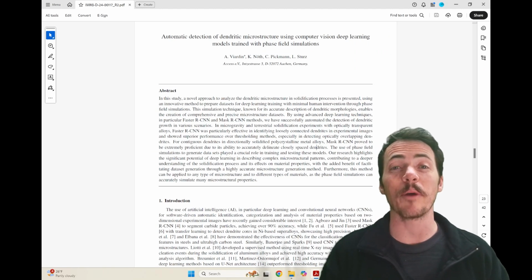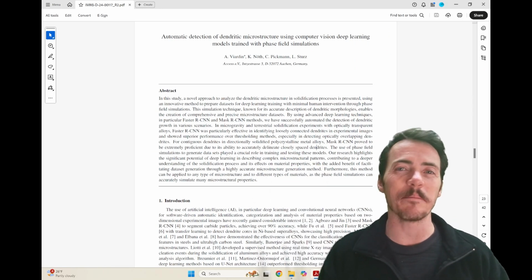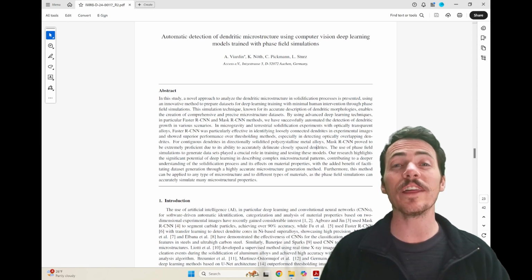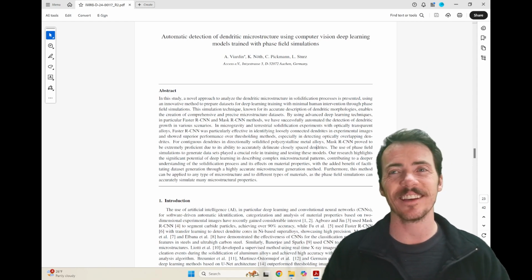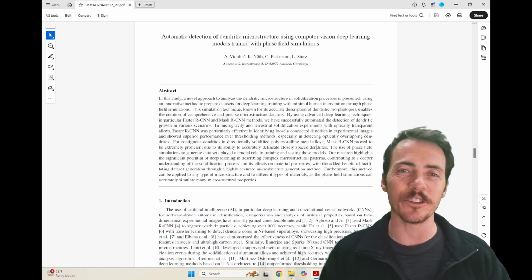I'm here to talk about a brand new paper published in our journal, Automatic Detection of Dendritic Microstructure Using Computer Vision Deep Learning Models Trained with Phase Field Simulations. This paper comes to us from Alexander Viardin and co-workers in Germany.